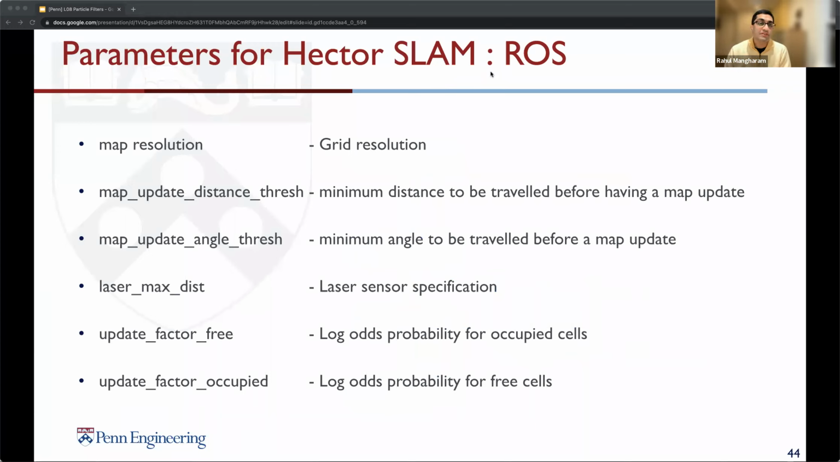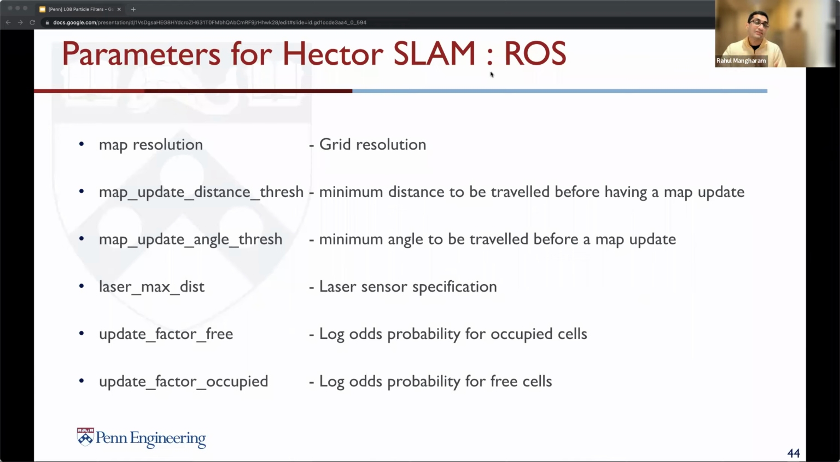Now, you will use this package in ROS, and you will come across several parameters. You can go through the website on the Hector mapping package to read about them in further detail. The map resolution parameter allows you to specify how fine you want your map to be. The next two allow you to specify the distance or the angle threshold by which the robot should move between consecutive map updates.